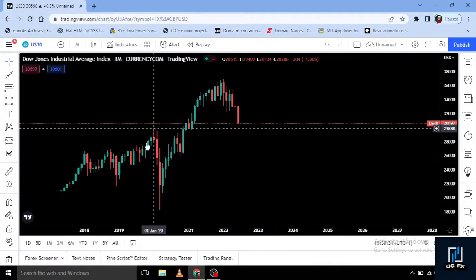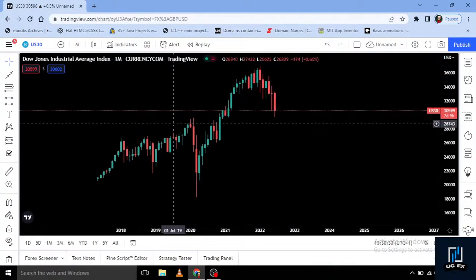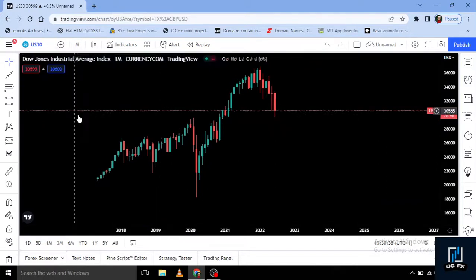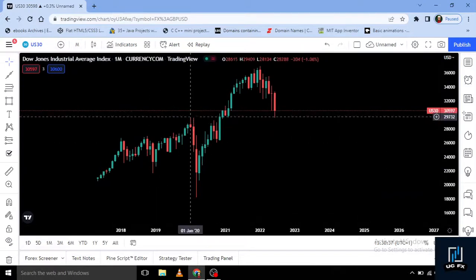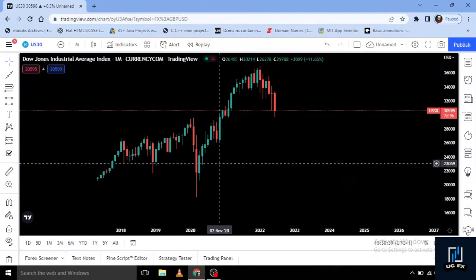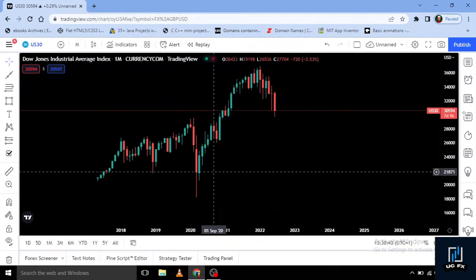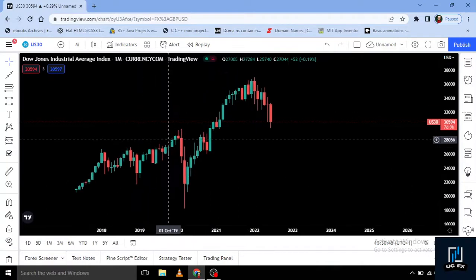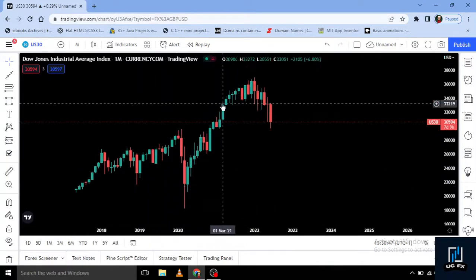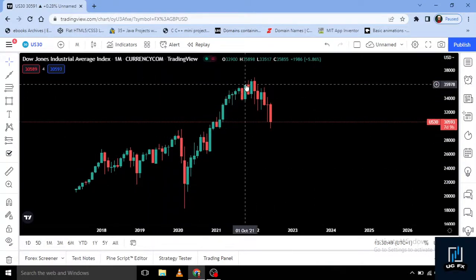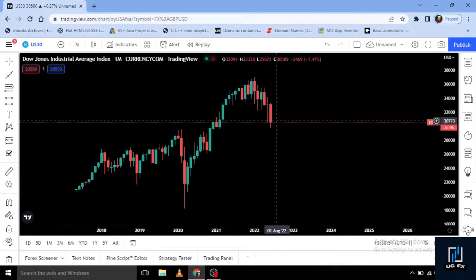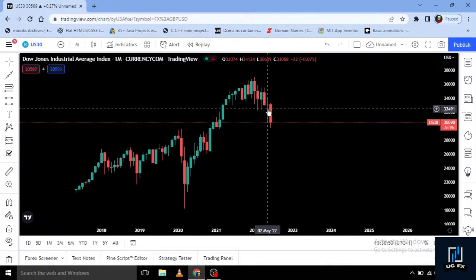Okay, here we are on US 30. As you can see, we are on a monthly time frame. There has been a recent break of structure to the upside, so we could say that the market is bullish right here. If you go down to the weekly time frame, I think the market will be turning bearish inside this area.